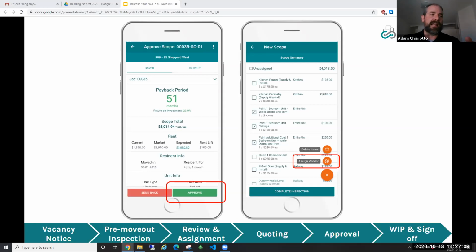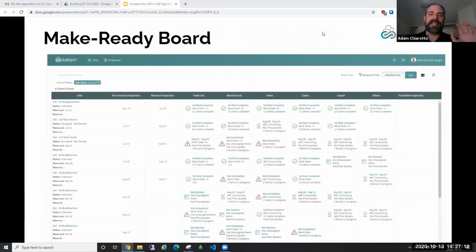Now, we also have a digital Make Ready board. So everybody's very familiar with the concept of a Make Ready board. It's the de facto way to manage your Make Ready projects. So what we've done is we've actually pulled that Make Ready board and we built it into SuiteSpot. So you're able to track all of the different move-outs that are happening. You're able to define the various steps throughout the Make Ready process. And the nice thing about this is you can access this from anywhere. You can access this from your phone. You can access this from your computer, from your laptop. You don't have to be on site to manage your Make Ready process anymore.